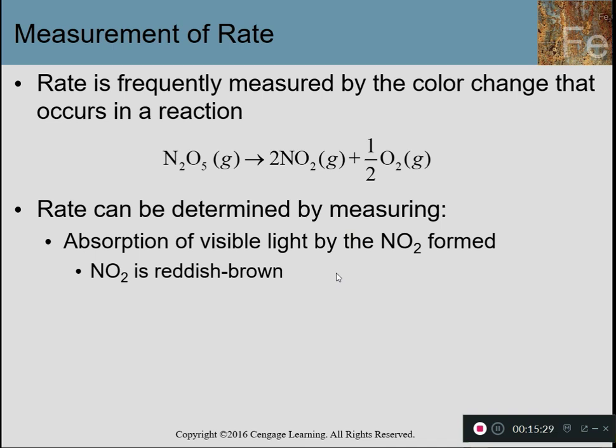That is a way to measure the rate of the reaction. How fast does that t-shirt lose its color? This just happens to be something where it's making a color. It's making a reddish brown gas.